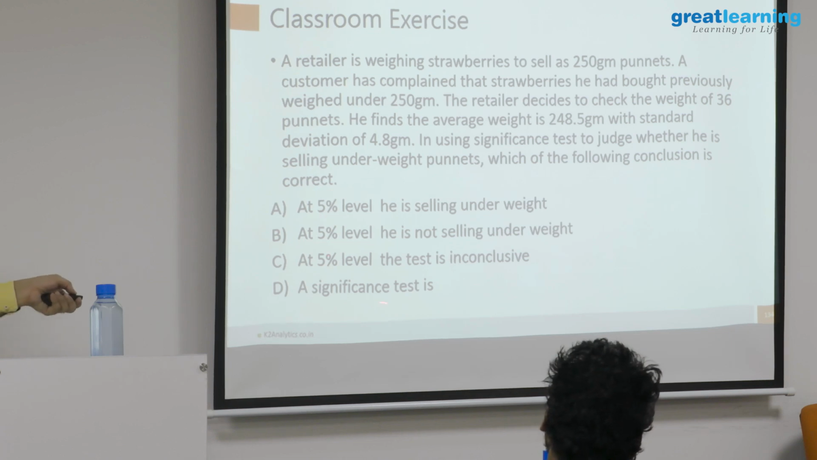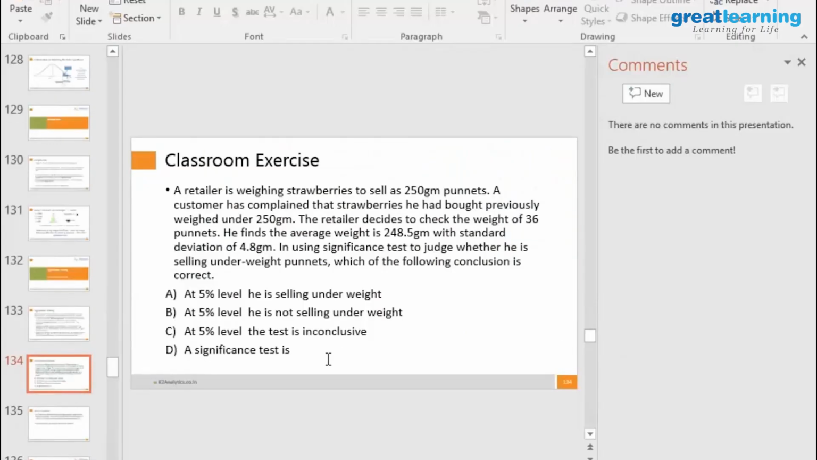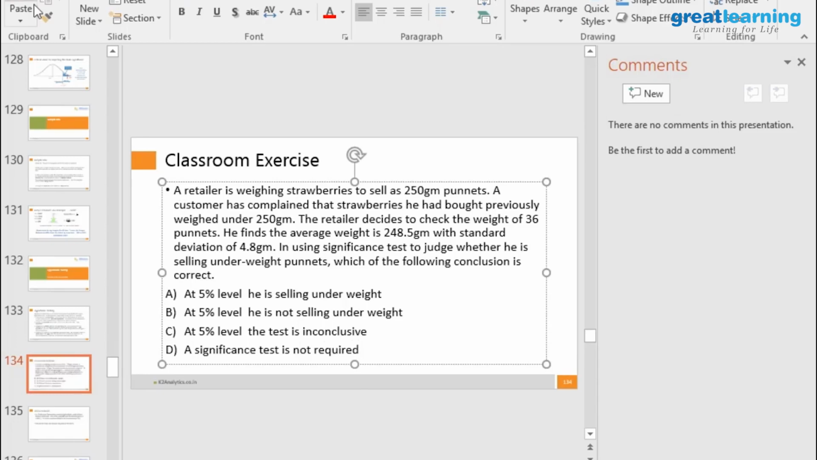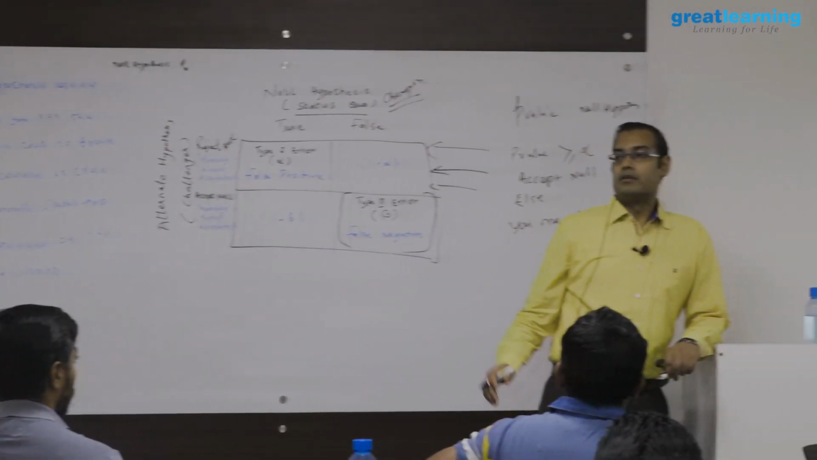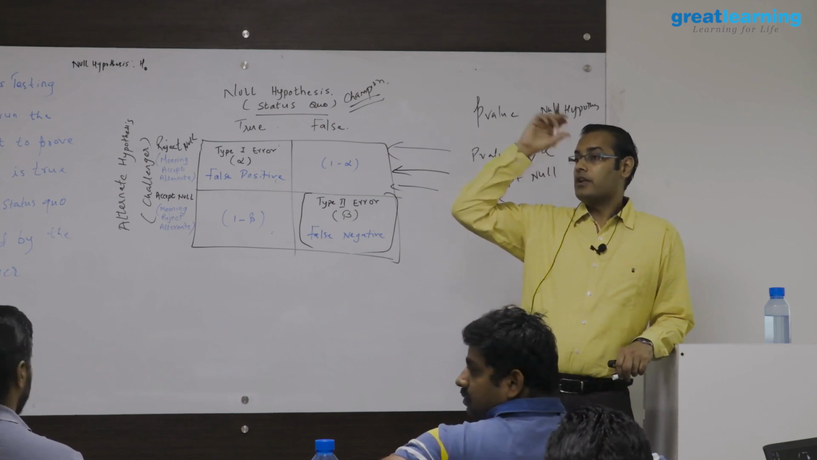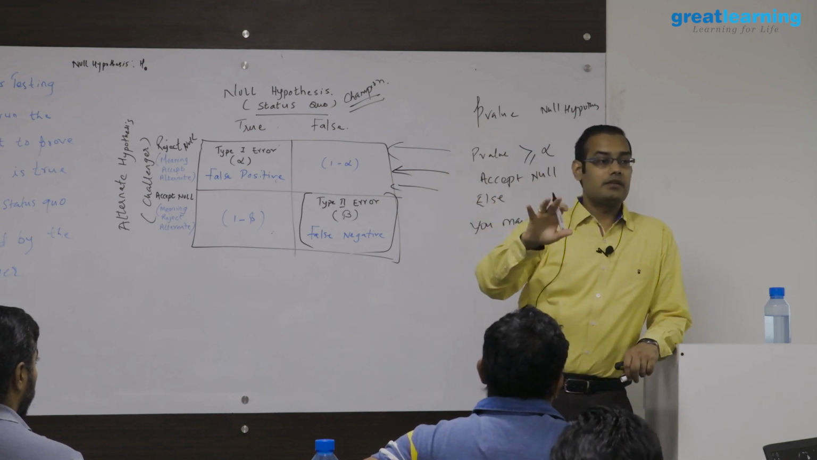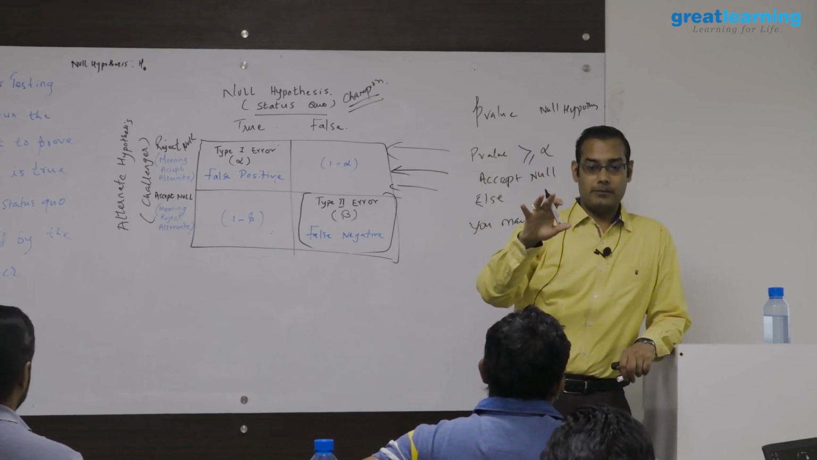The first three, a significant test is not required. The fourth one is significance test is not required. So solve this problem and tell which is the correct answer. The weight is 250 gram is the null hypothesis. Weight is not 250 gram is the null hypothesis?